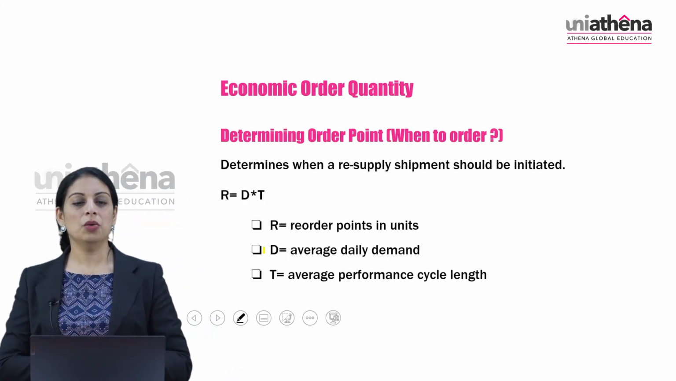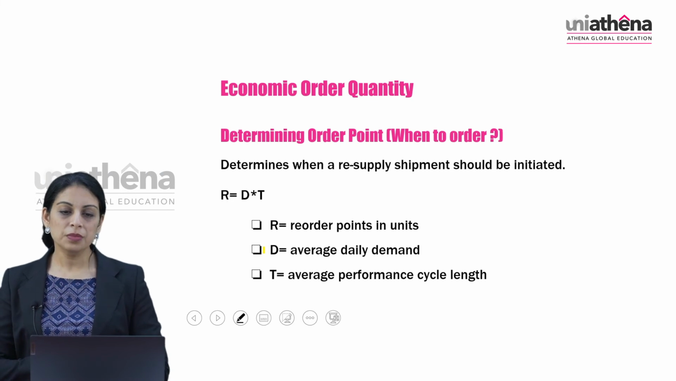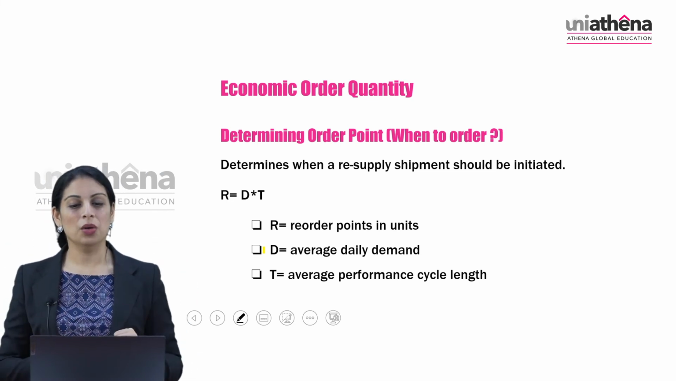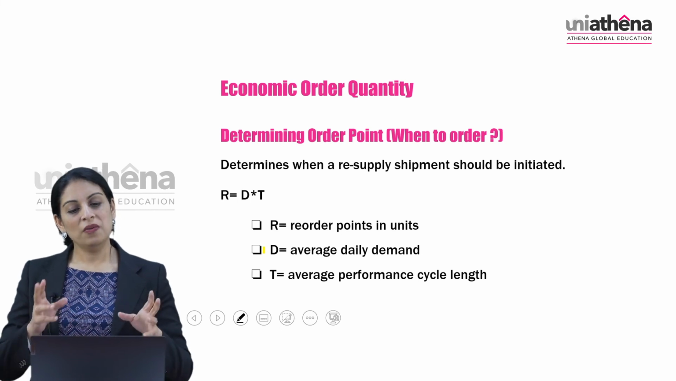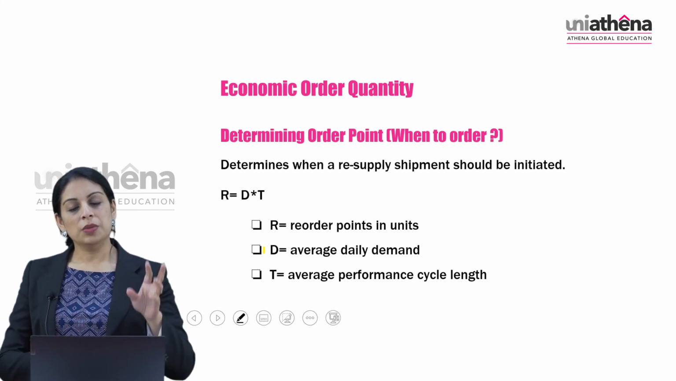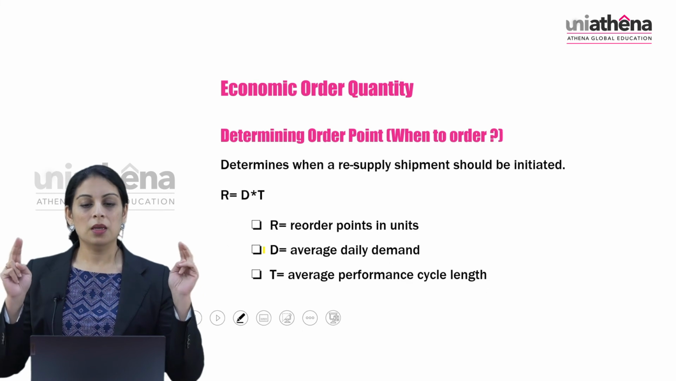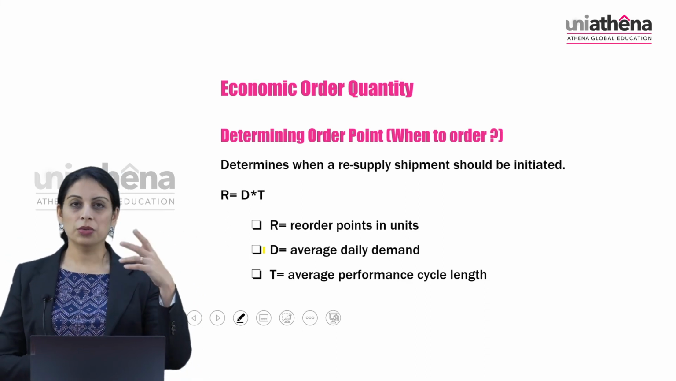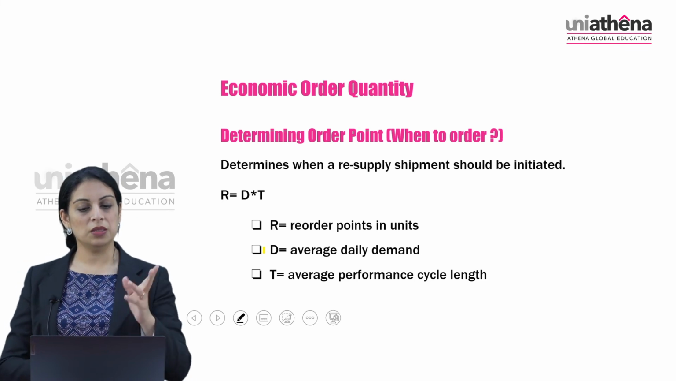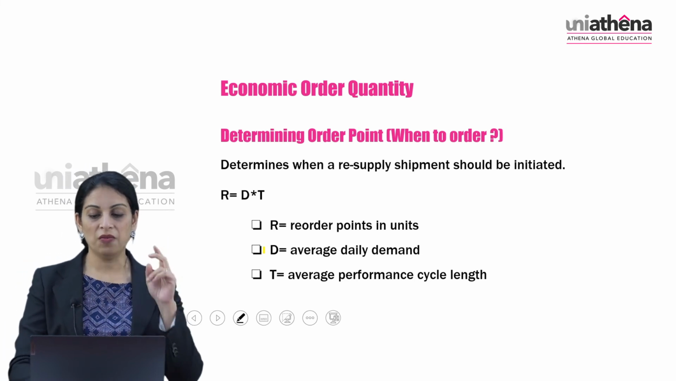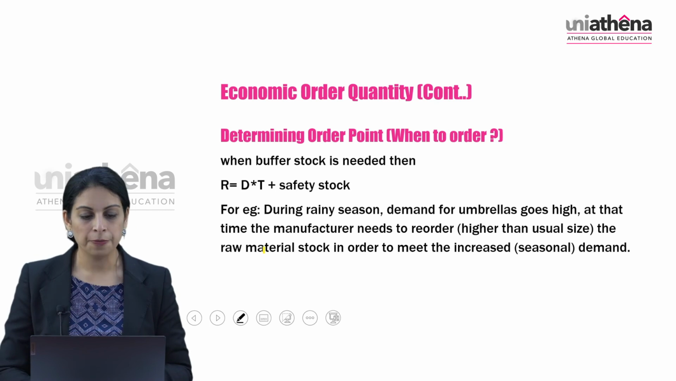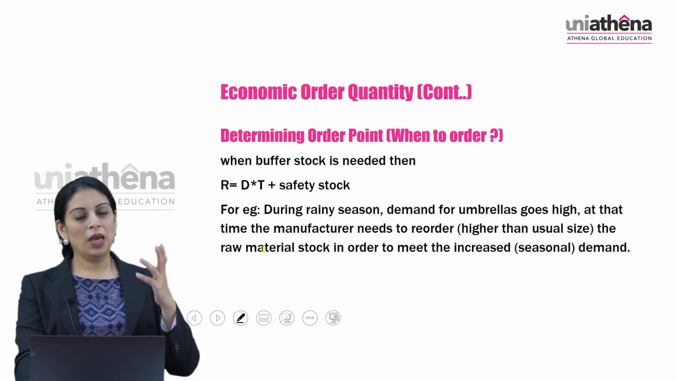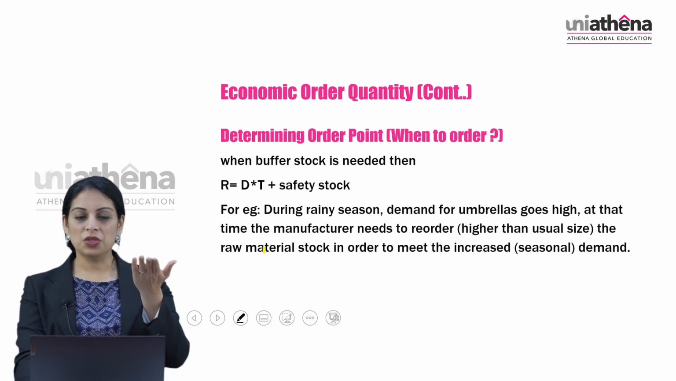What is an economic order quantity? When do you order? How does an organization decide when to order? Well, this formula helps an organization decide when a resupply shipment should be initiated, where R is equal to the reorder point in units, D is the average daily demand, and T is the average performance cycle length. When buffer stock is needed, then you also add the safety stock to that formula.